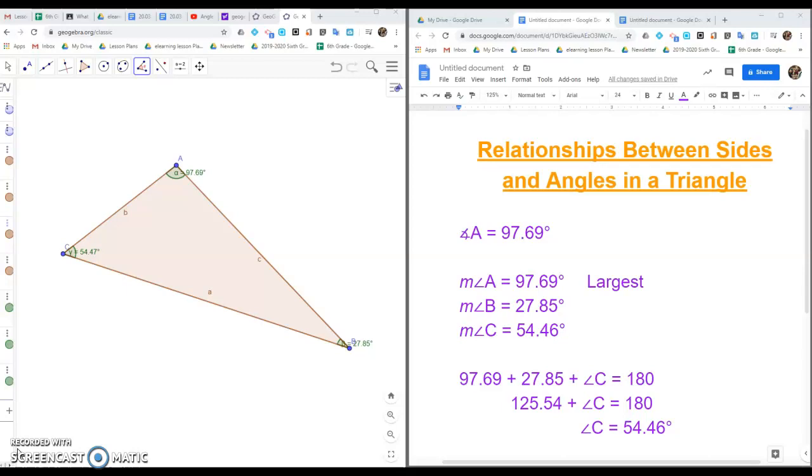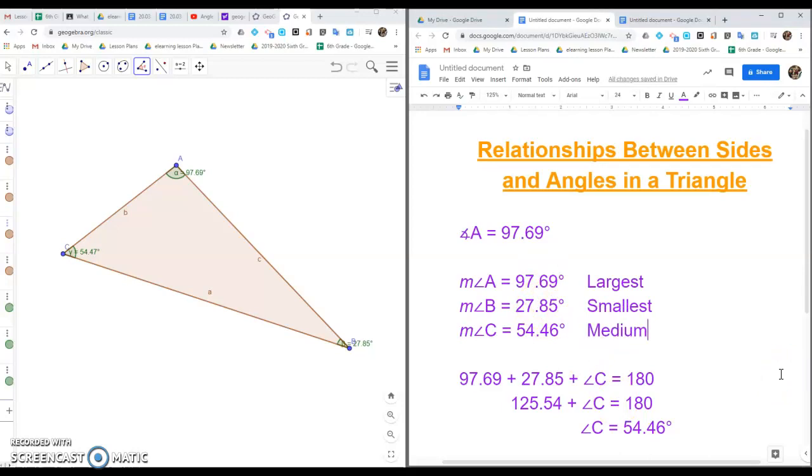Which one is the smallest? Well, 27 is smaller than 54, and it's smaller than 97, so 27.85, the measure of angle B, is our smallest angle measurement. And finally, that leaves us with 54.46 degrees, the measure of angle C, which is in between these two numbers. So this would be our medium angle.